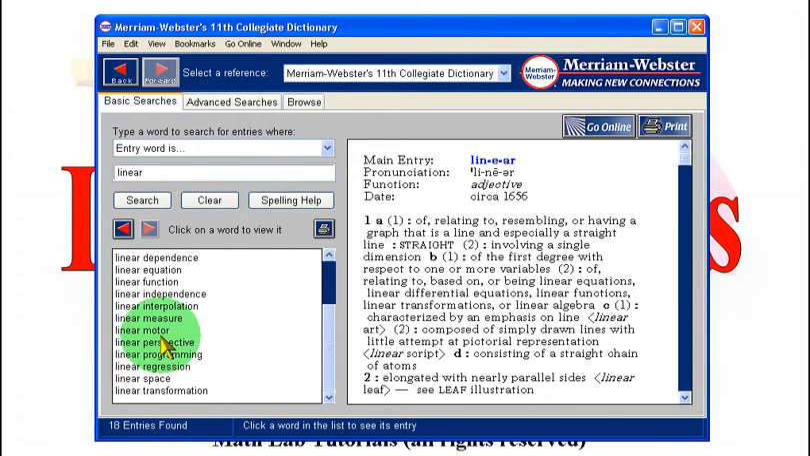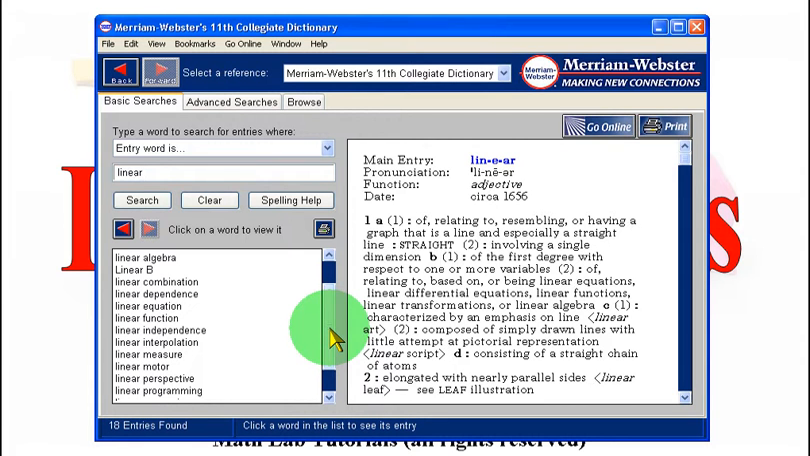Linear motor, concept in physics. Linear perspective, concept in drawing or architecture. Linear programming, math. Linear regression, math. Linear space, math. And finally, linear transformation, math. So you see that linear is very mathematical in nature.